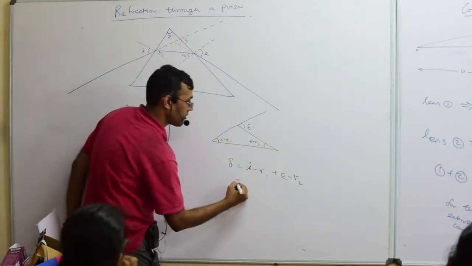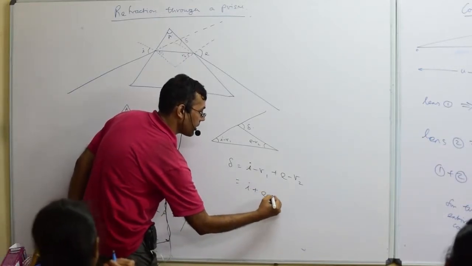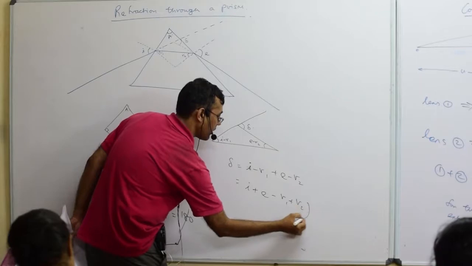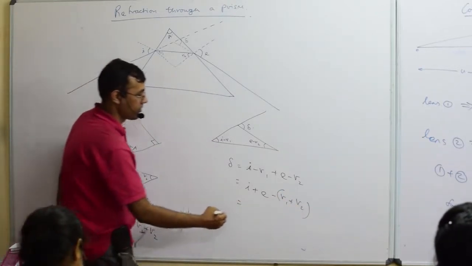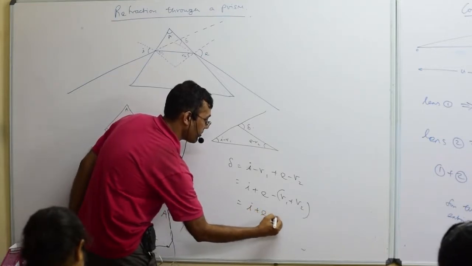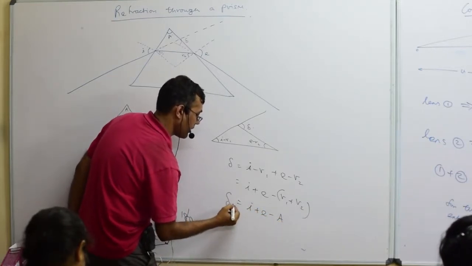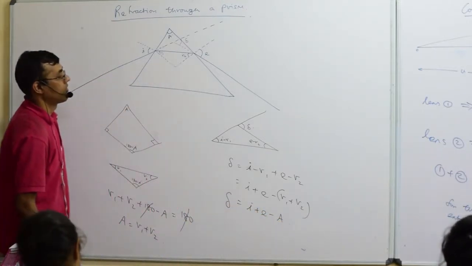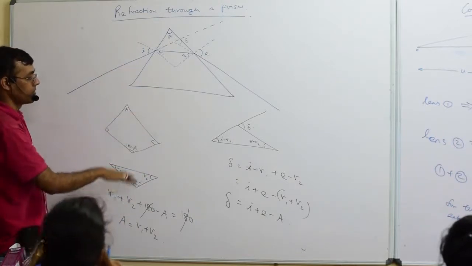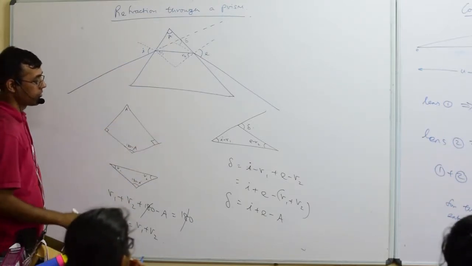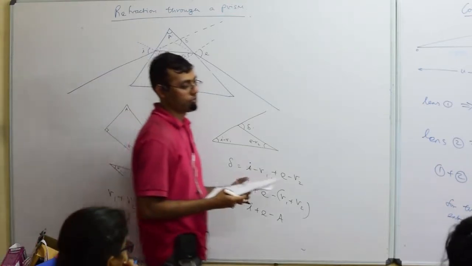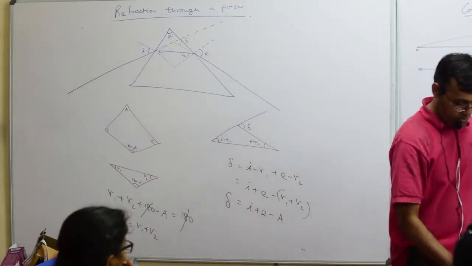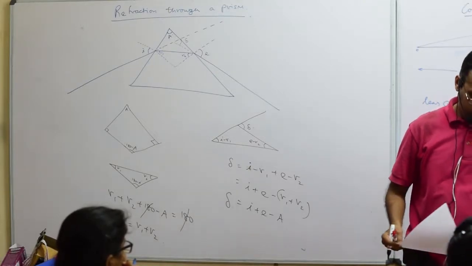So I am going to write this as I plus E minus R1 plus R2. But what is R1 plus R2? It is A. So I can say I plus E minus A is my del. As I always say, from the diagram you have to come up with these things, and you have to remember the starting point for the derivation. The starting point is sin I by sin R is equal to the refractive index.